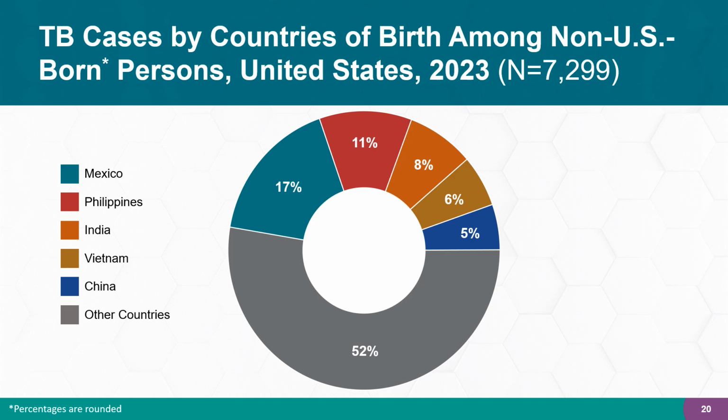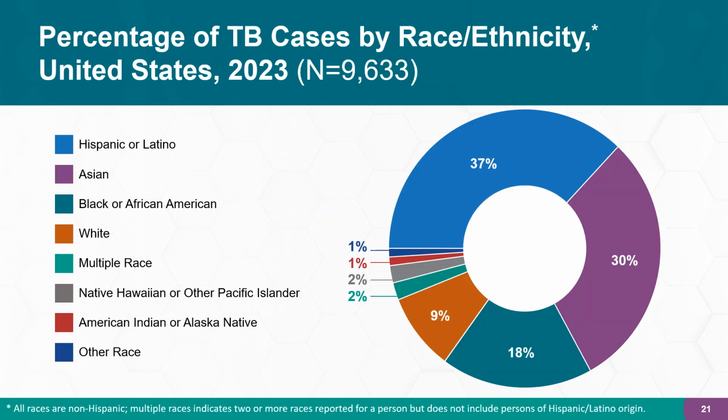This slide shows data from 2023, with Mexico being the most frequently reported country of birth, followed by the Philippines, then India, Vietnam, and China. Other countries represented 52% of cases. In 2023, Hispanic or Latino persons represented the largest proportion of TB patients, followed by non-Hispanic Asian persons, non-Hispanic Black or African American persons, and non-Hispanic white persons.